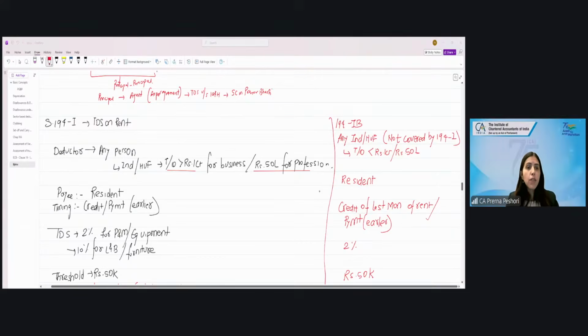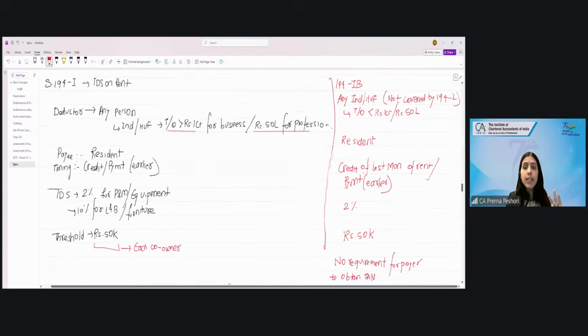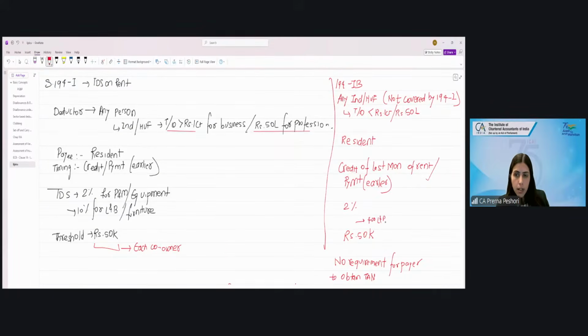And what is the meaning of rent? Here the rent covers the rent for the land and building, plant and machinery, equipment, furniture, everything. Here the rent only covers the rent for the land and building. What is the threshold? 50,000 per month.